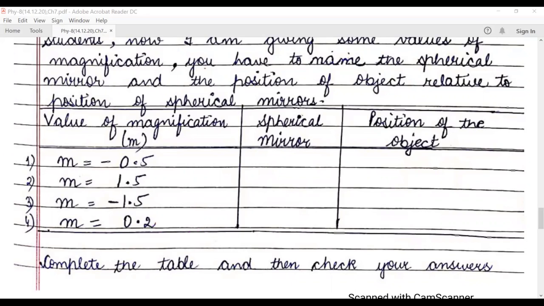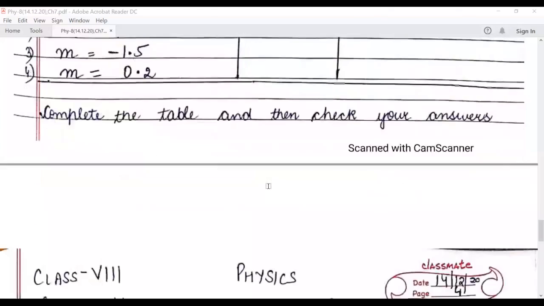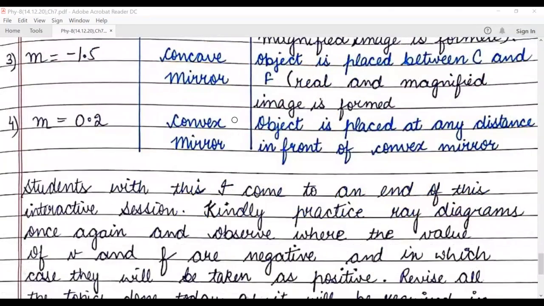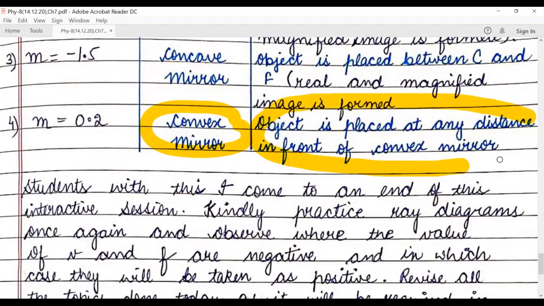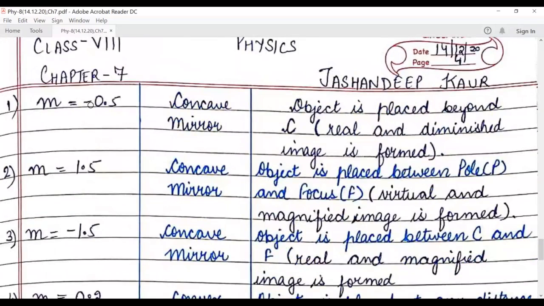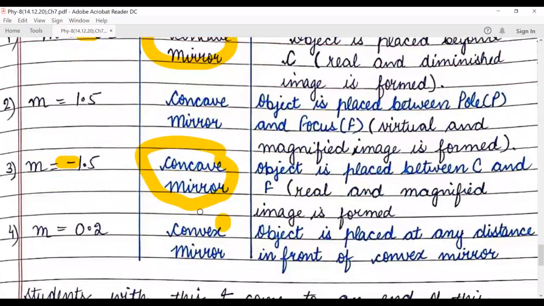So in the fourth case, students, what shall we say? We can say that the mirror is a convex mirror and the object is placed at any distance in front of a convex mirror. Similarly, now coming to the first part, minus 0.5. Negative means real image. Students, a real image is always formed in a concave mirror. So for the first part and third part, the mirror is concave, and for the fourth part it is convex. This is clear to us.